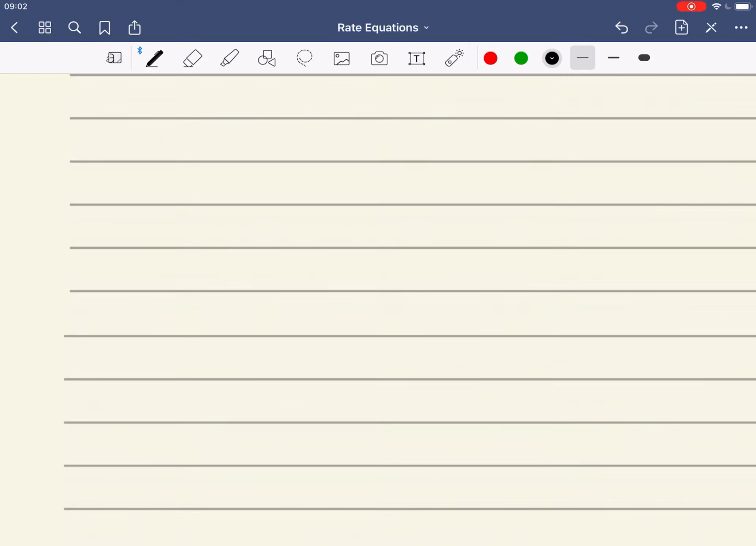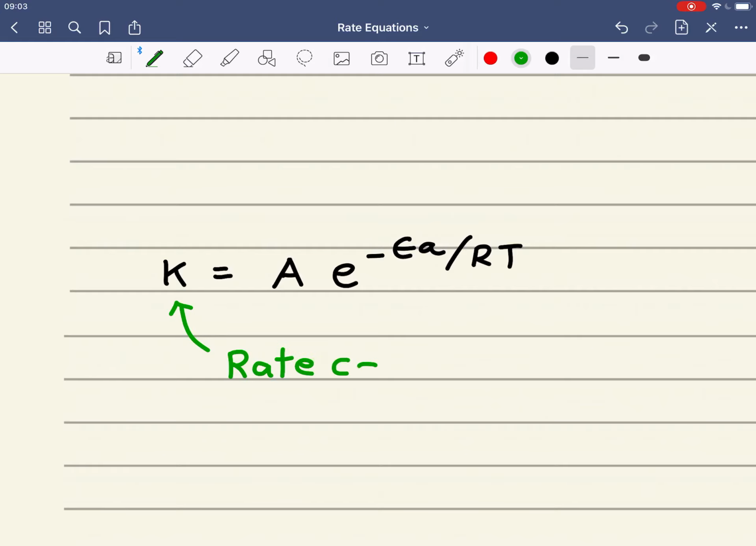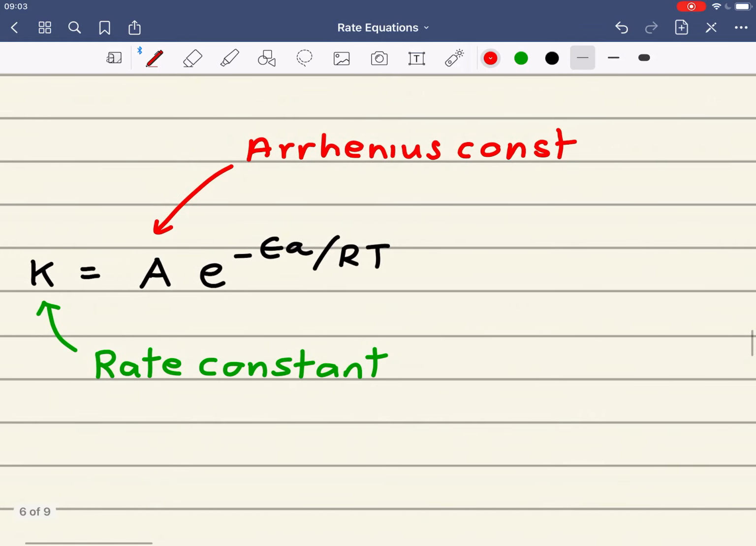The equation is one that you don't need to recite. It's one that will be given in the exam, and it is as follows. Now, K is the rate constant. A is something called the Arrhenius constant. Now, the units for the rate constant and the Arrhenius constant are the same, and they vary depending on the order of the reaction. So remember, rate constants, the units there vary according to what the order of the reaction is.